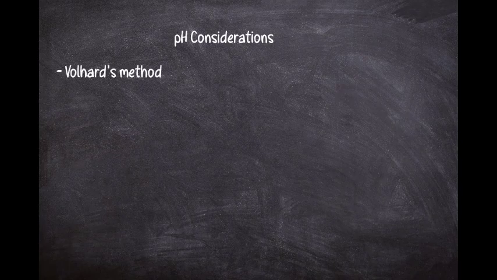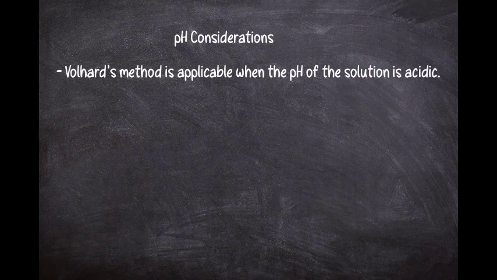Now let's understand one of the critical factors, pH considerations, in Volhard's method. The pH level of the solution after sample preparation plays a pivotal role in the success of this titration technique. Volhard's method is specifically designed to be effective when the solution's pH is acidic.